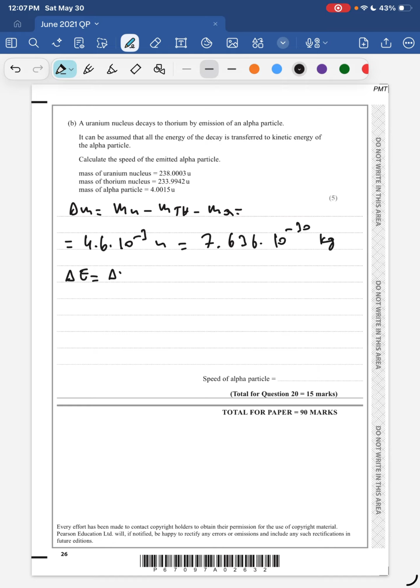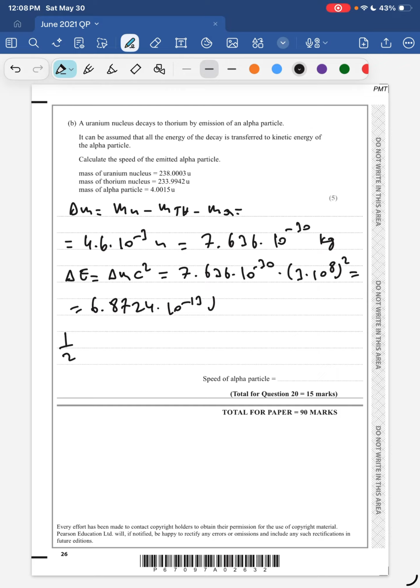And then delta E is delta M C squared, Einstein's relationship. So 7.636 times 10 to the negative 30 times 3 times 10 to the 8 squared. So this is equal to 6.8724 times 10 to the negative 13 joules. And then all this energy is provided to the alpha particle. So 1/2 the mass of the alpha times V squared is equal to delta E.